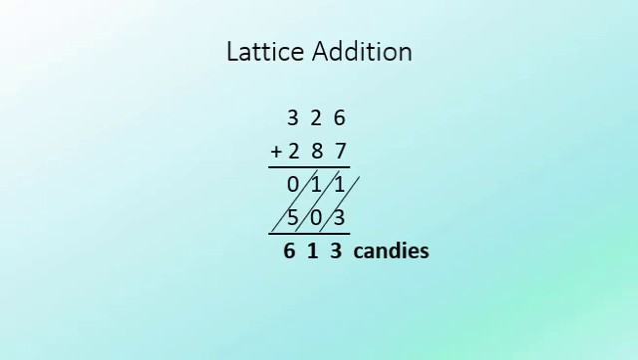So 3 plus nothing is 3, 0 plus 1 equals 1, 5 plus 1 equals 6, and 0 plus nothing is 0. But as you know, a whole number does not start with 0. So we'll find again that our sum is 613 candies.